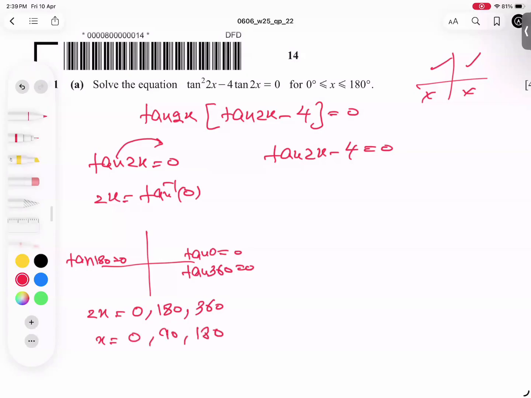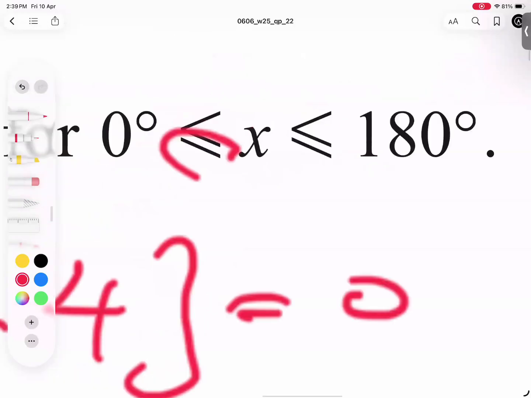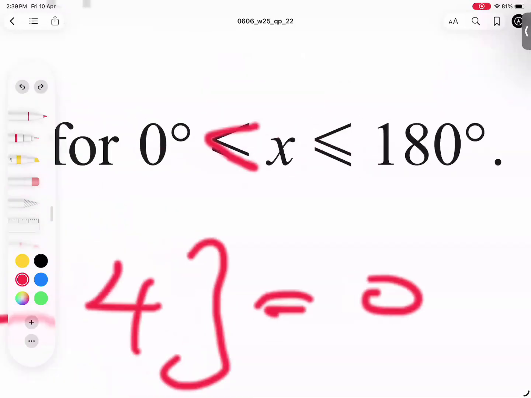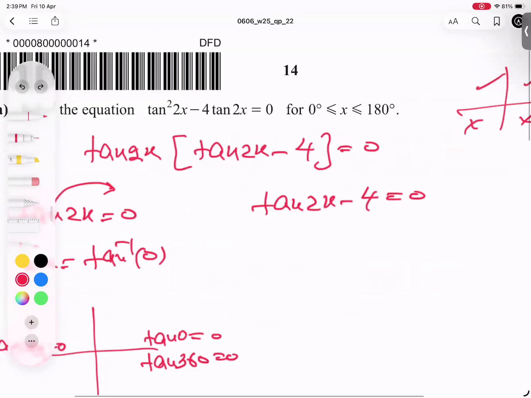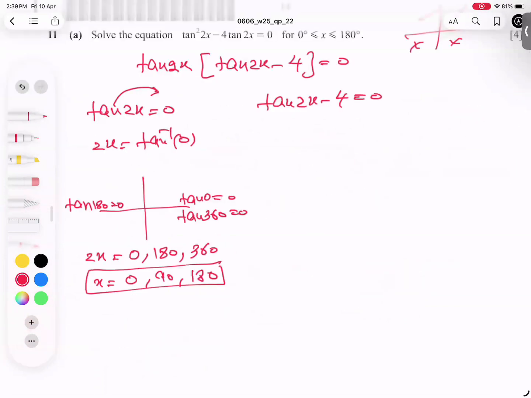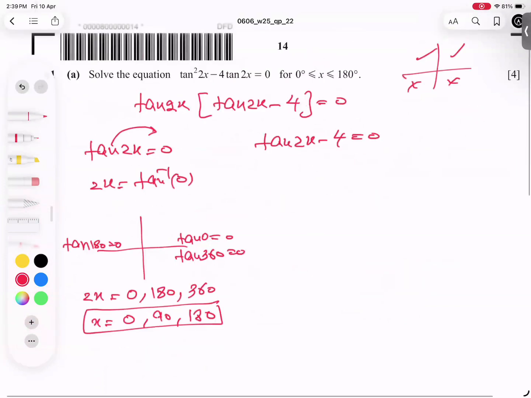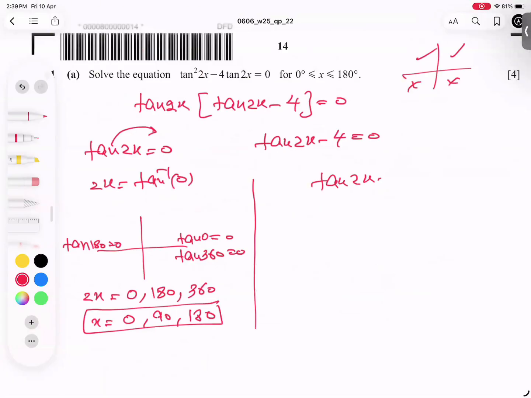And check it, do we have equal sign available? Yes, equal sign available. If this equal sign is not available, let's say this way and this way, so I will not take 0 and not even 180. I think the point is very clear. So now we have 3 answers coming from here, 0, 90 and 180. And now let's talk about the second part. So what about this, tan 2x is equal to 4?